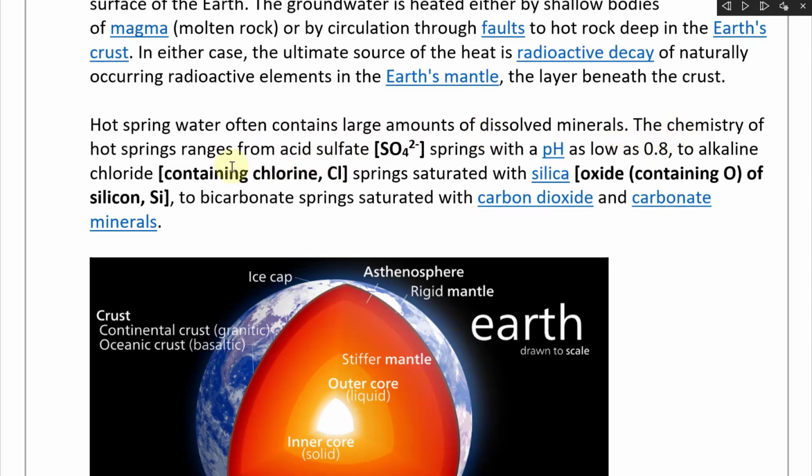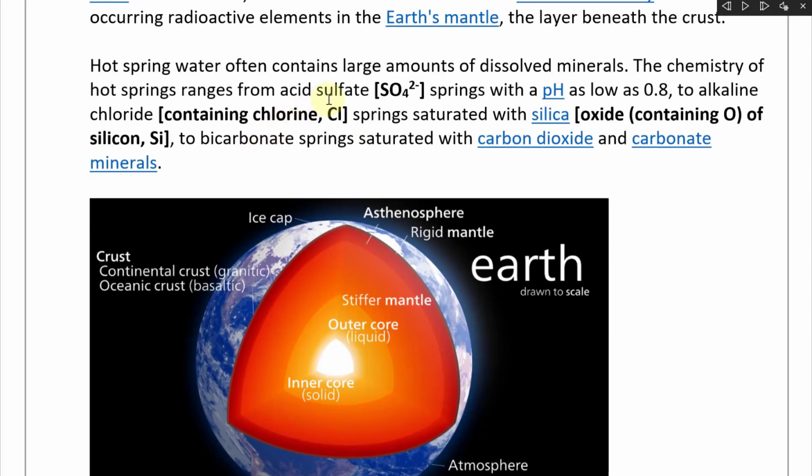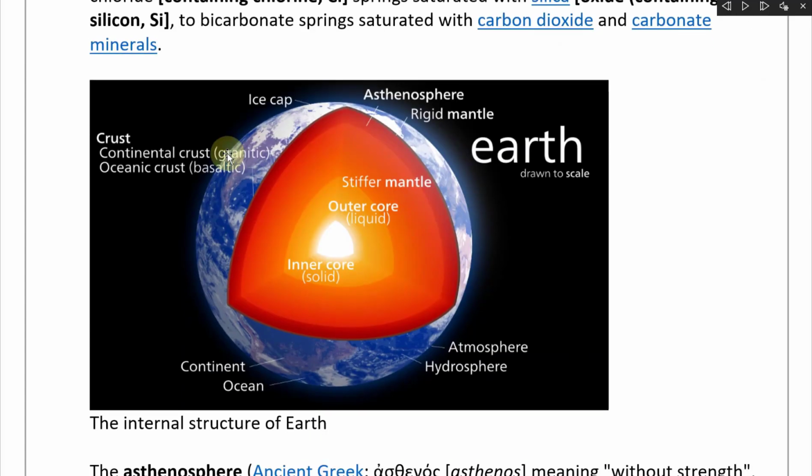The chemistry of hot springs ranges from acid sulfate, which is SO4 2-, springs with a pH as low as 0.8, to alkaline chloride containing chlorine, which is Cl, springs saturated with silica, which is an oxide of silicon, which is Si, containing oxygen, to bicarbonate springs saturated with carbon dioxide and carbonate minerals.